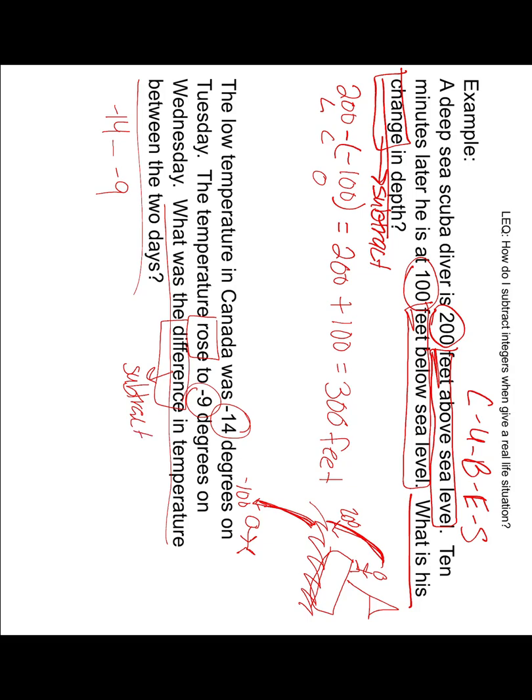So now we have negative 14 minus negative 9. So LCO, negative 14 plus positive 9. Different signs, a negative plus a positive. Circle your bigger number. Subtract. We end up with 5. Use the sign of the circled number. 14 is circled and it's negative. So your answer is negative 5. So what is the difference between the 2 days? Negative 5 degrees. Okay.